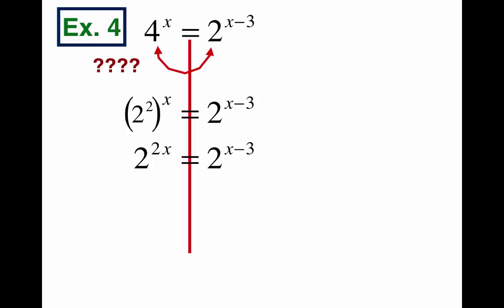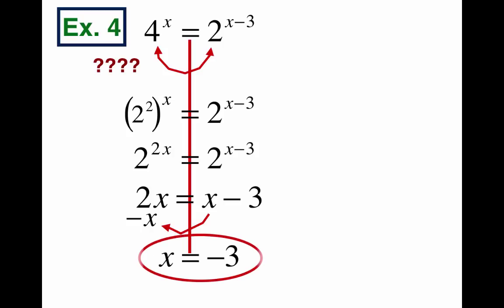2 to the 2x equals 2 to the x minus 3. That means 2x has to equal x minus 3. Take the x away, and we get x equals negative 3. That's our solution. Let's check it and see if we're right.